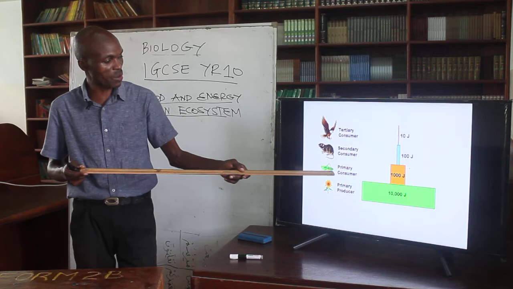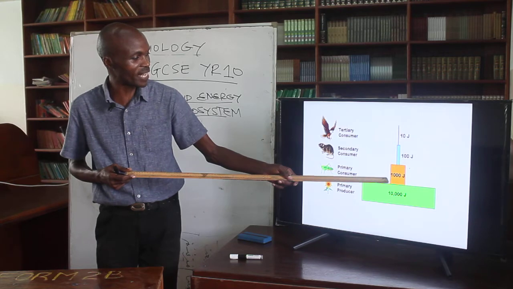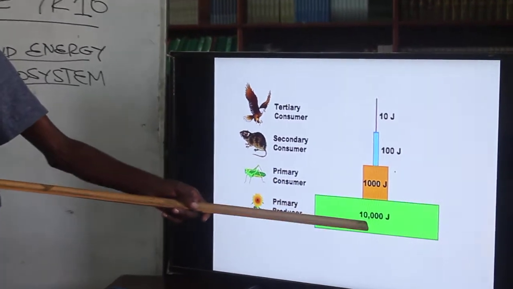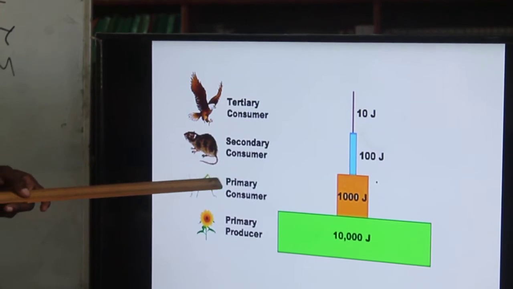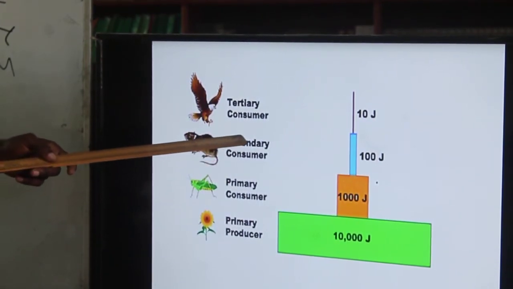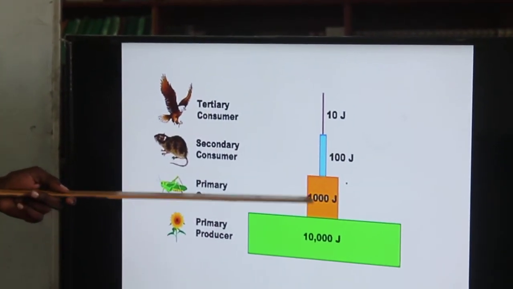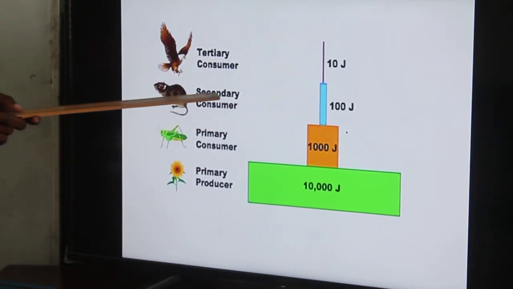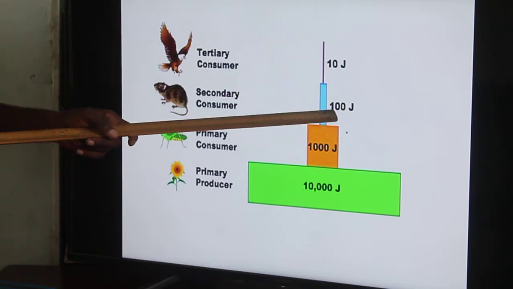Now, the primary consumer, which is our locust, will feed on this. But if you look at the amount of energy that is being transmitted to the primary consumer, we only have 1,000 joules. From 10,000, there's a loss of 9,000 joules. Then, if you move further to the next feeding level, out of the 1,000 joules initially taken in by the primary consumer, only 100 joules are obtained by the secondary consumer. Finally, the tertiary consumer is able to obtain only 10 joules out of the 100 joules.